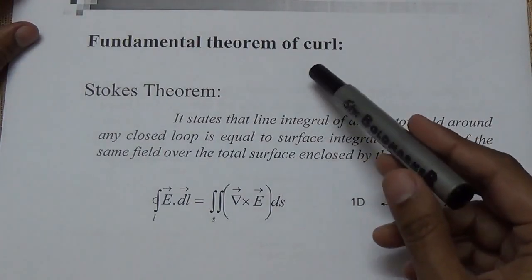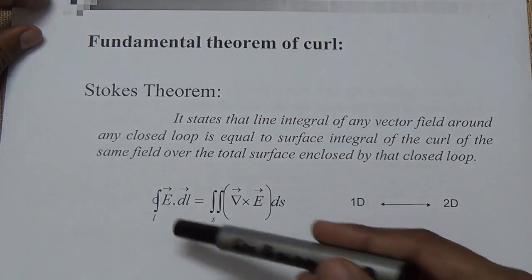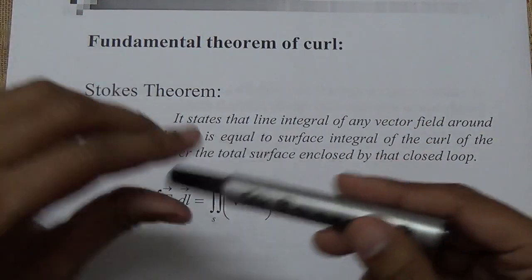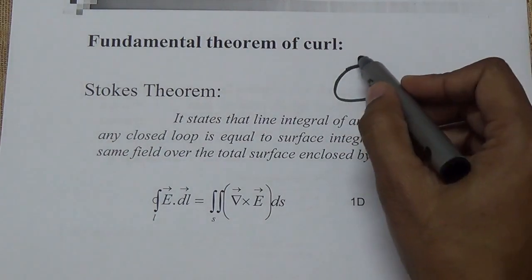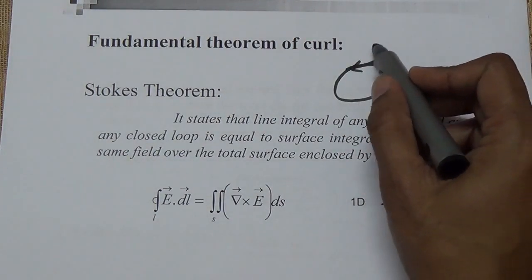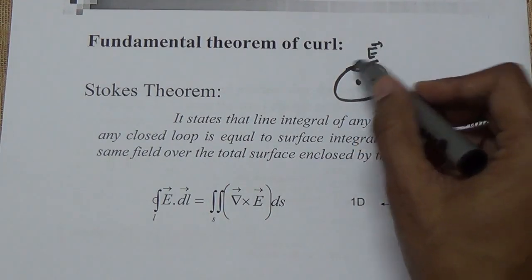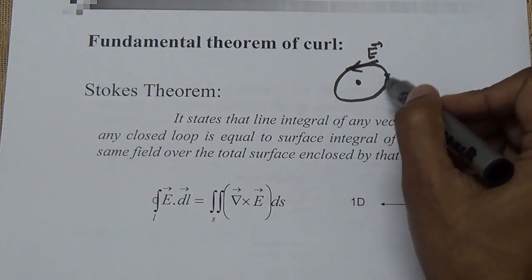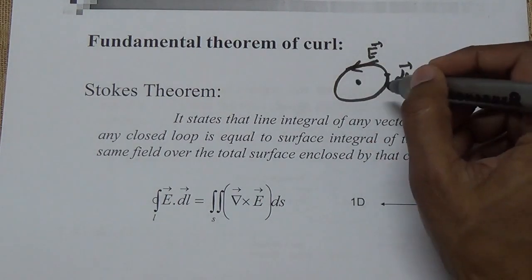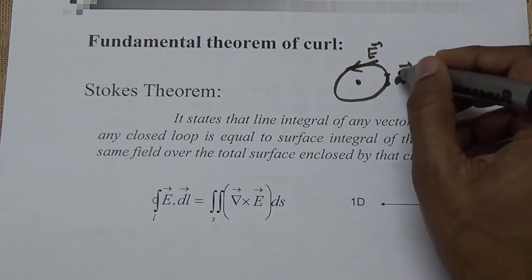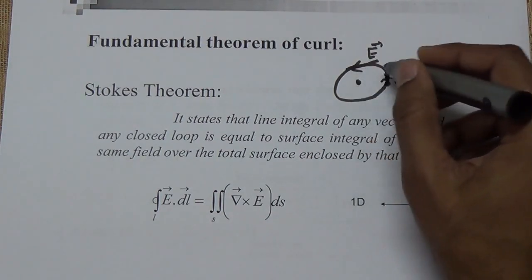Next is the fundamental theorem of the curl, known as the Stokes theorem. Here we have the closed path integral of E dot dl. This is the closed path. Suppose this is the tangent E and this is the center of the square. Vector dl is a small segment on the circumference of the square. The direction of this will be along the length of the wire, and this is E.